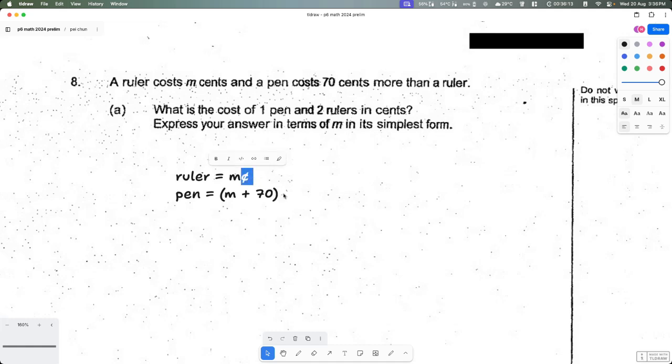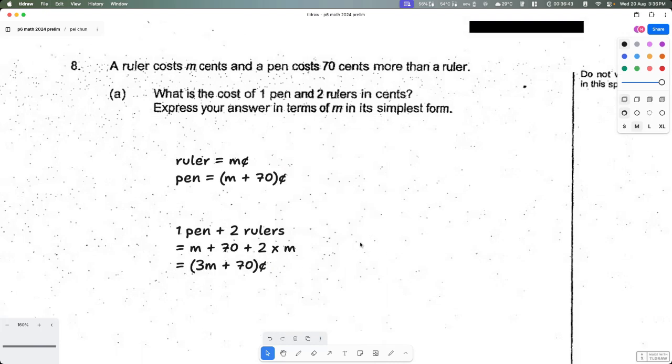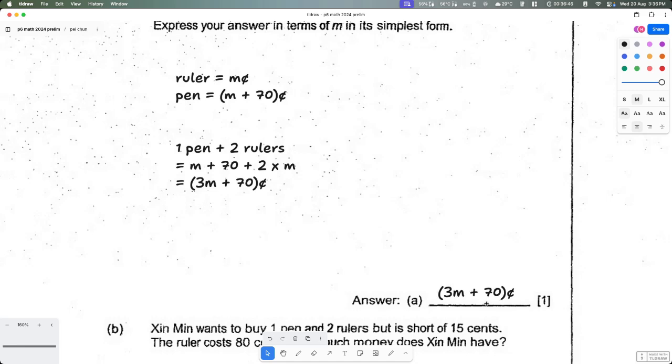Okay, so now what is the cost of one pen and two rulers? One pen plus two rulers is equal to m plus 70 plus 2 times m, so that means it's equal to 3m plus 70. Okay, and then we can bracket and put the cents at the end as well. So answer in m in the simplest form, this is the answer, 3m plus 70 cents.